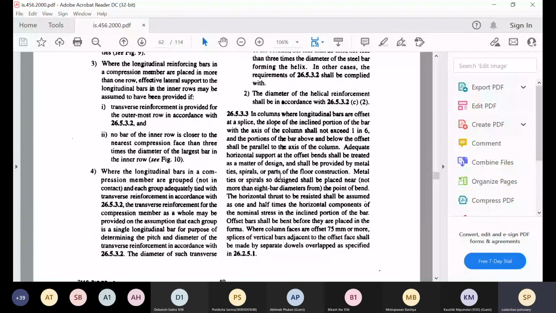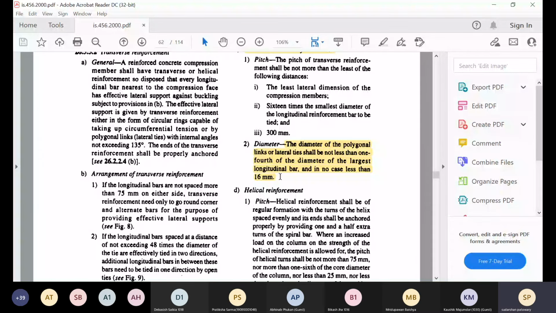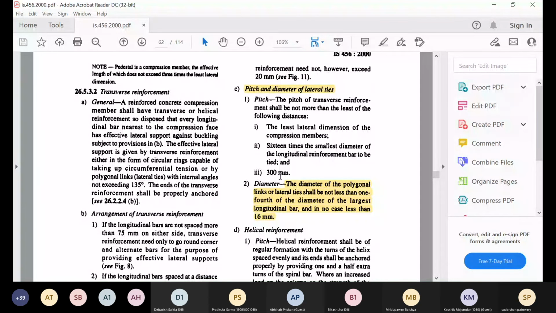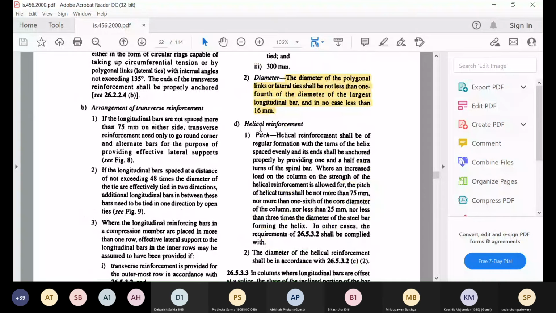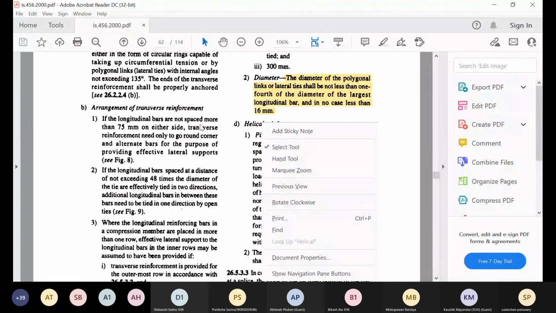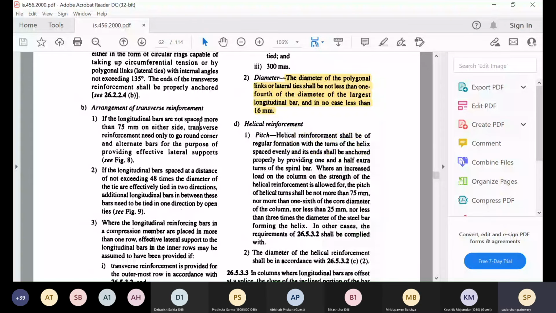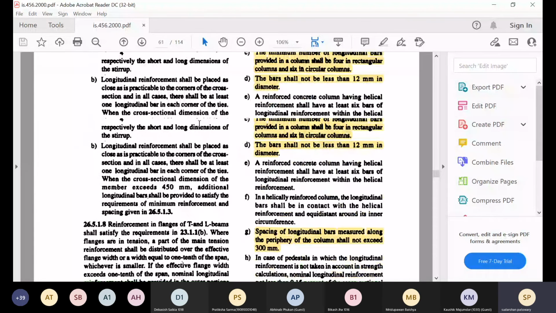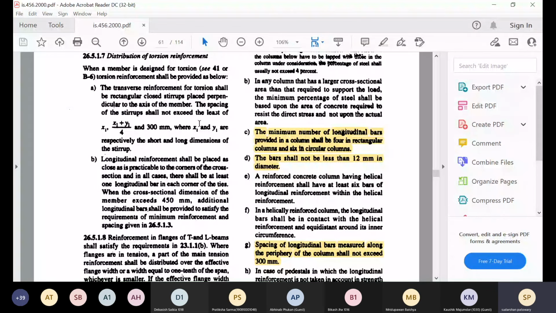So 26.5.1.6. See this formula: minimum shear reinforcement. Minimum shear reinforcement in the form of stirrups shall be provided such that... This expression we have not derived.